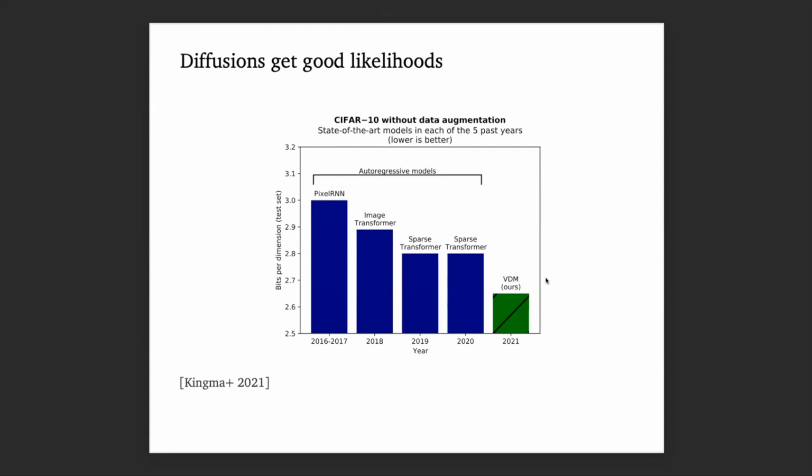But another aspect of diffusions is that they get good likelihoods. They're not just about producing samples that people like or samples that people find useful. They actually have been producing likelihoods, or bits per dimension, where lower is better, that are as good or better than existing autoregressive models, which were the standard here. Okay.